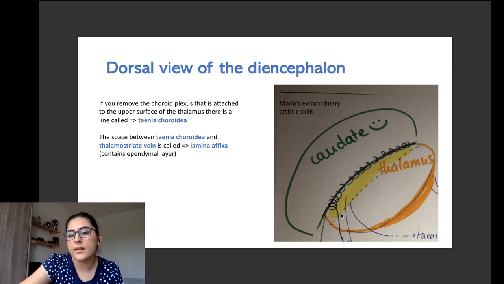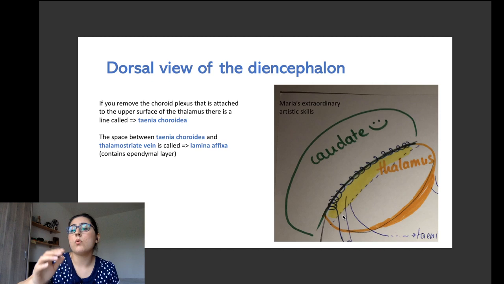And I've drawn this line for you in dots on this thalamus. So this is where my choroid plexus was located, after I removed the choroid plexus. So imagine I plucked the choroid plexus out and there's a line left, and that's called the taenia choroidea.